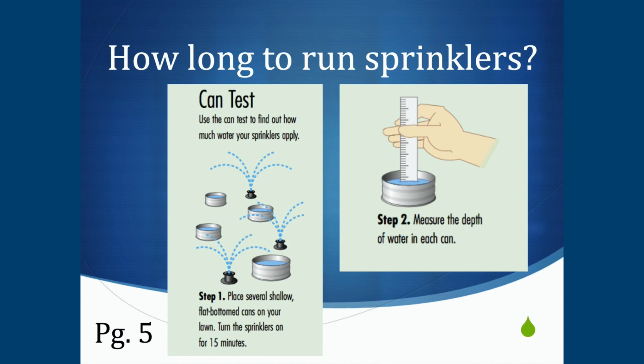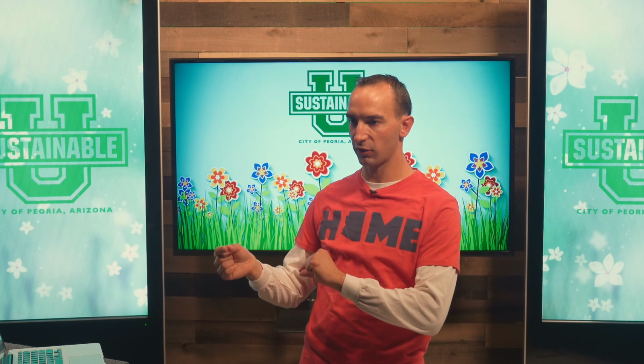If you have any flat bottom cans or Tupperwares you can put out in your lawn, run your lawn zone manually. What you want to do is essentially measure how much water is falling within those cans. The reason for this is because we'll know how many inches fall in a certain amount of time. That will help us to program your irrigation controller properly with the right amount of minutes.